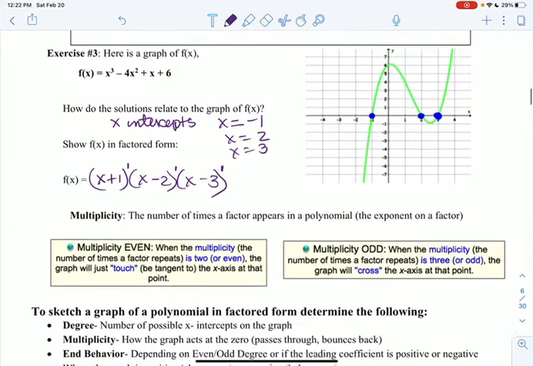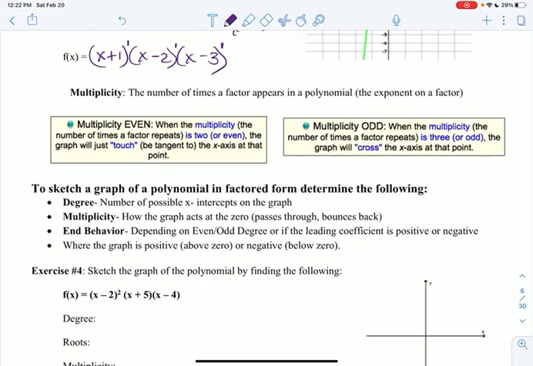So let's sketch a graph of a polynomial in factored form, and I want to determine the following. I want to determine the degree. That's the number of possible x-intercepts on the graph. And I want to determine the multiplicity, so how the graph acts at that zero. Does it go through it, or does it bounce back? I also want to keep in mind the end behavior, what we were talking about yesterday. Depending on whether the degree is even or odd, and whether the leading coefficient is positive or negative, that's going to give me my end behavior. So there's a lot of things to think about as I'm sketching these graphs.